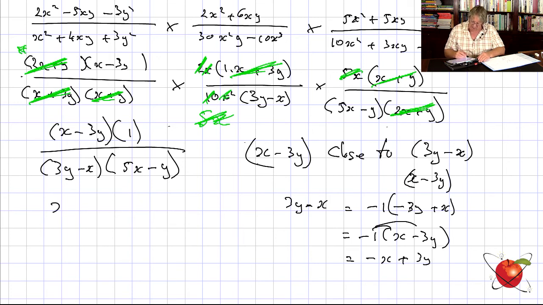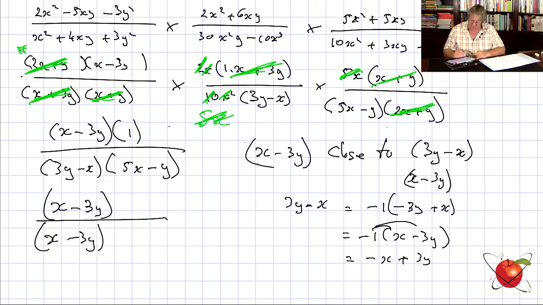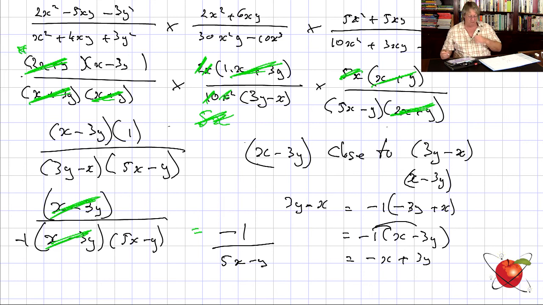Therefore, I can now change x minus 3y, okay, to x minus 3y over there, and a minus 1 over here, and 5x minus y over there. Now what can I do? I can take my green pencil again and cancel them out, which leaves me with, equal to, my final answer is minus 1 over 5x minus y. Okay? I just want to ask you something.